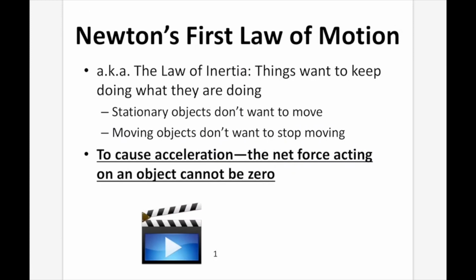Newton's first law of motion, otherwise known as the law of inertia. Things want to keep doing what they're doing. Stationary objects don't want to move, whereas moving objects want to keep moving. To cause acceleration, the net force acting on an object cannot be zero.